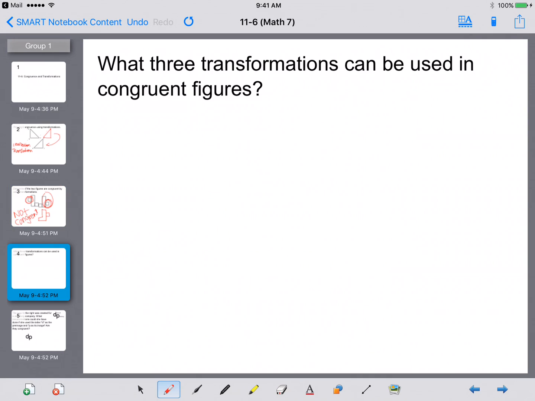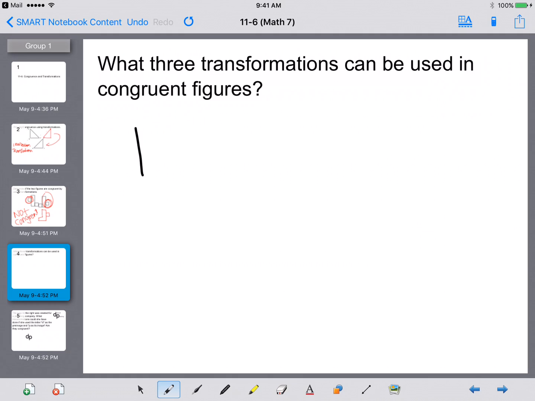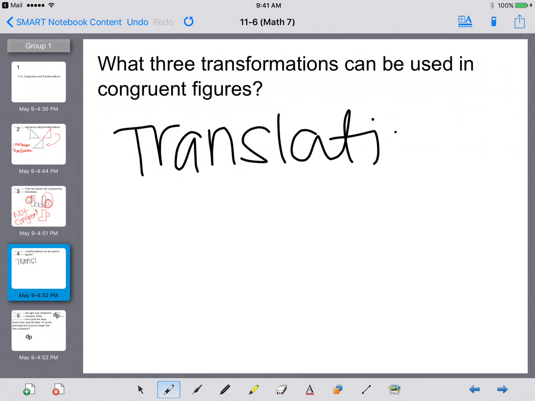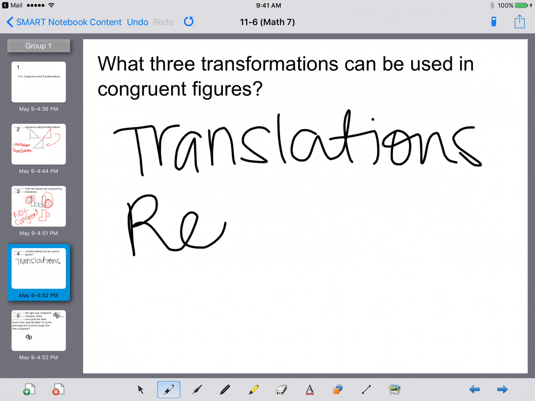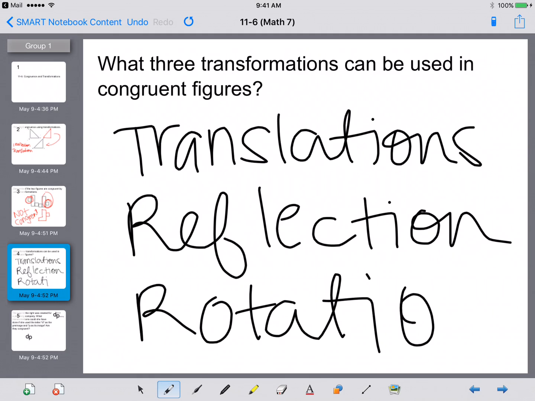What were the three transformations that can be used again to prove that figures are congruent? Just as a reminder, we have translations, where you move up and down or side to side. Reflections, so like a mirror image, you're folding it in half and then it's being placed on the other side, as well as rotations. So we're turning it around a point.